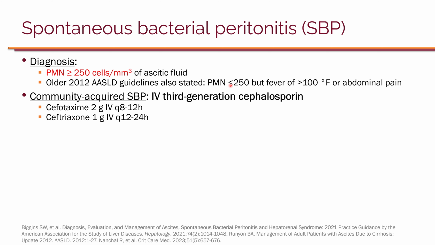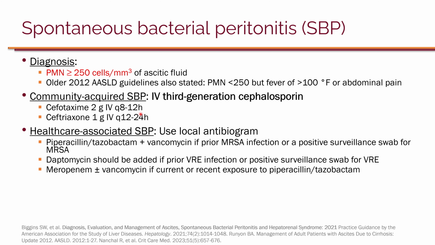For treatment, essentially an IV third generation cephalosporin is recommended. Most often people use ceftriaxone because of easier dosing. It can be dosed once a day. And that's for community-acquired SBP. For healthcare-associated SBP, it is important to use a local antibiogram to make sure that we use an agent that's appropriate. Often piperacillin and tazobactam may be necessary.